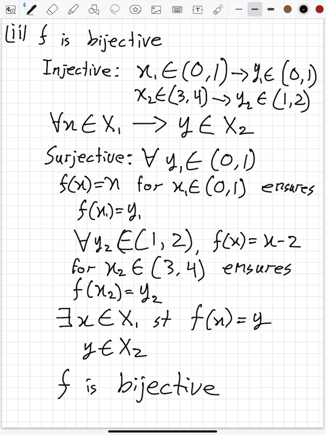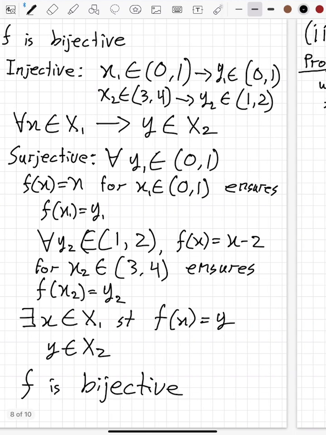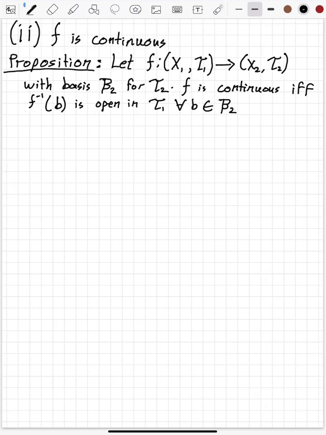Now we have to show the remaining two conditions, which are that f is continuous and the inverse of f is continuous. To show that f is continuous, we will be using the following proposition from class. Let f be a function from (X1, tau 1) to (X2, tau 2) with basis beta 2 for tau 2. Then f is continuous if and only if the preimage of b is open in tau 1 for all b in beta 2. So we will use this proposition to show that f is continuous.